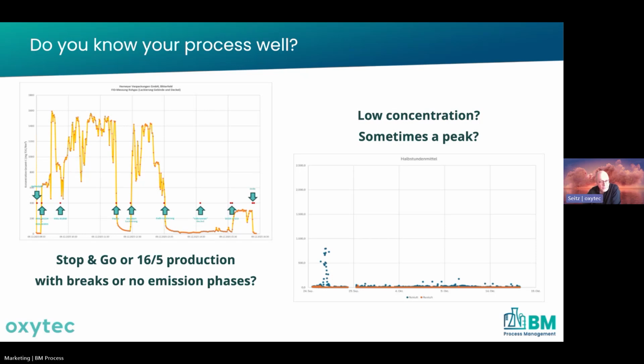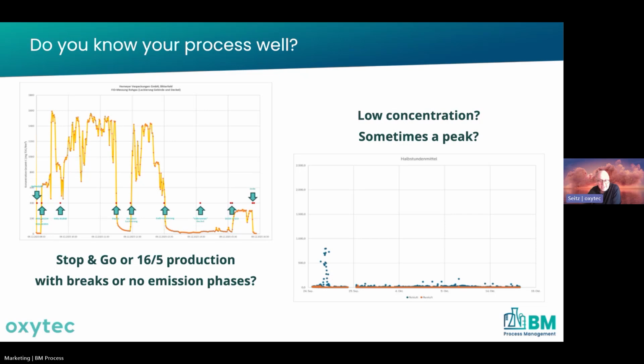So for us, it's very important to know the average concentration. This is much more useful than the maximum. We also have to know the maximum, but the average concentration is very important. For example, if you have a 16/5, that means two shifts per day and not on weekends, so you have a lot of pauses where you have to think about what to do with the RTO meanwhile.